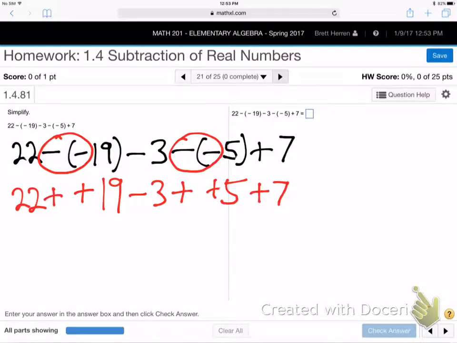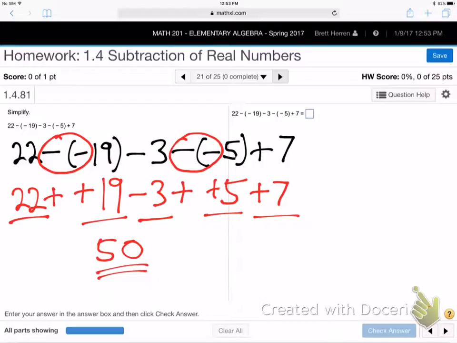So it really becomes that, doesn't it? And I would probably just type it into my calculator from left to right. 22, add 19, subtract 3, add 5, add 7, 12, 28. Is it 50? Straight old 50, huh? Here we go.